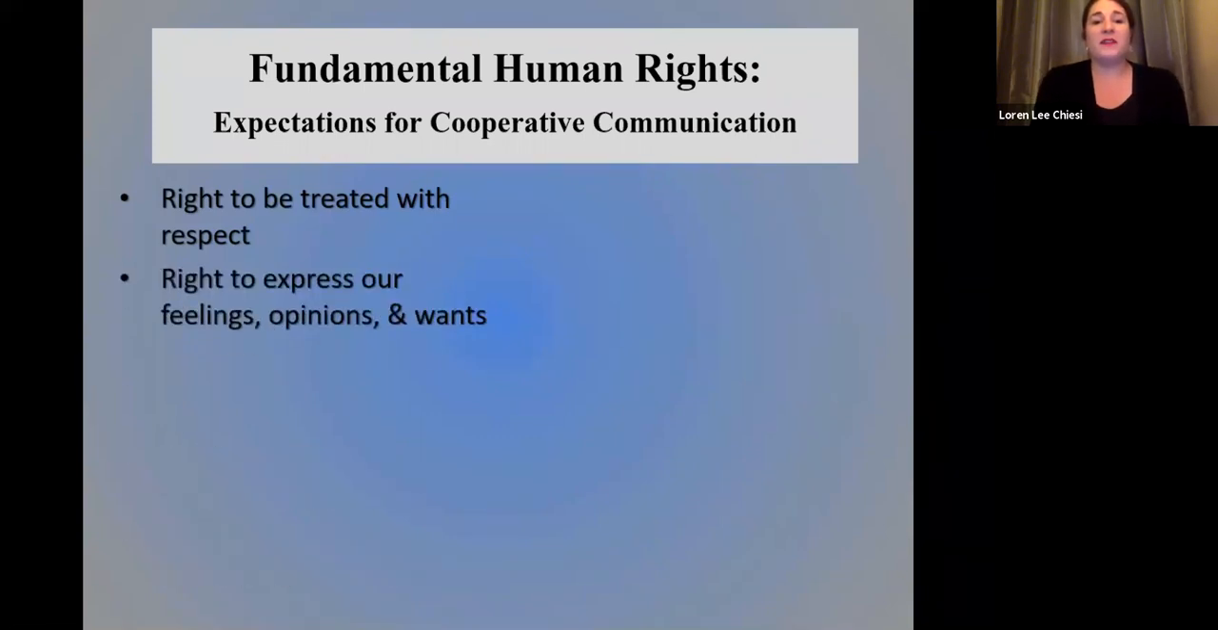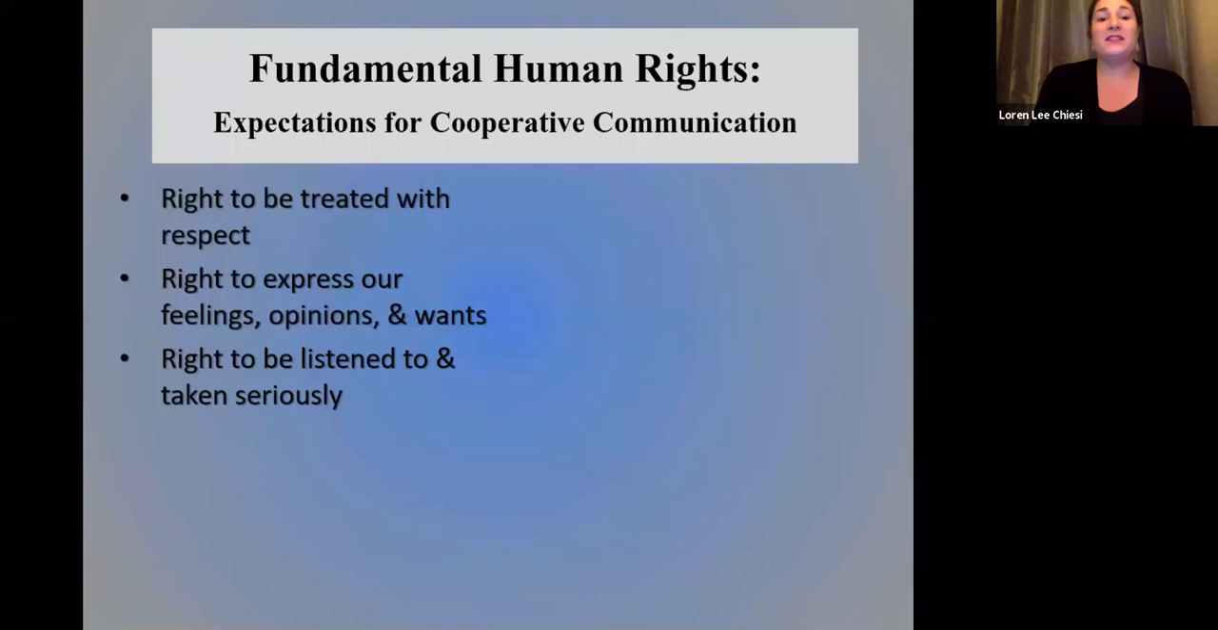The right to express our feelings, opinions, and wants. This one is critical to effective communication because you have to believe that your feelings and opinions and your wants are important and valuable. And it's also good to keep in mind that other people's feelings, opinions, and wants are important and valuable to them.